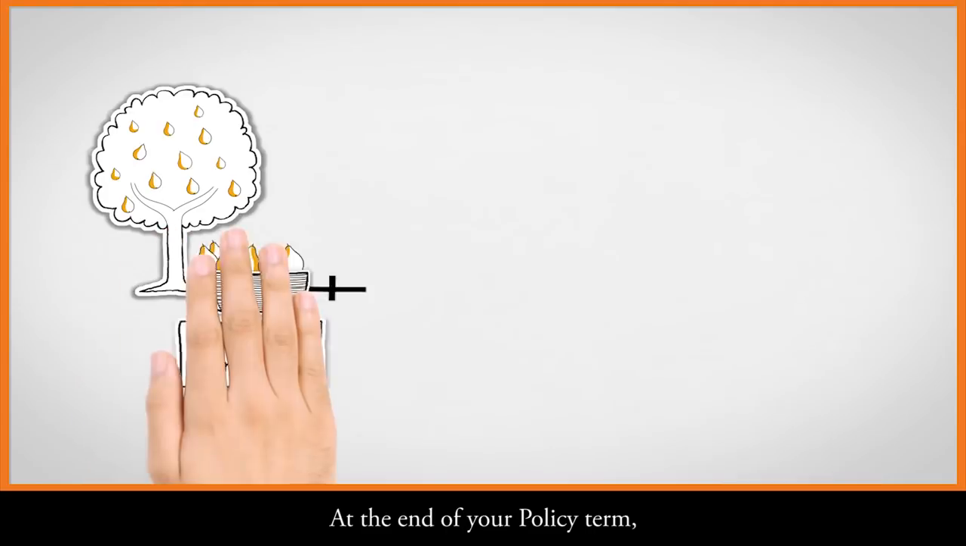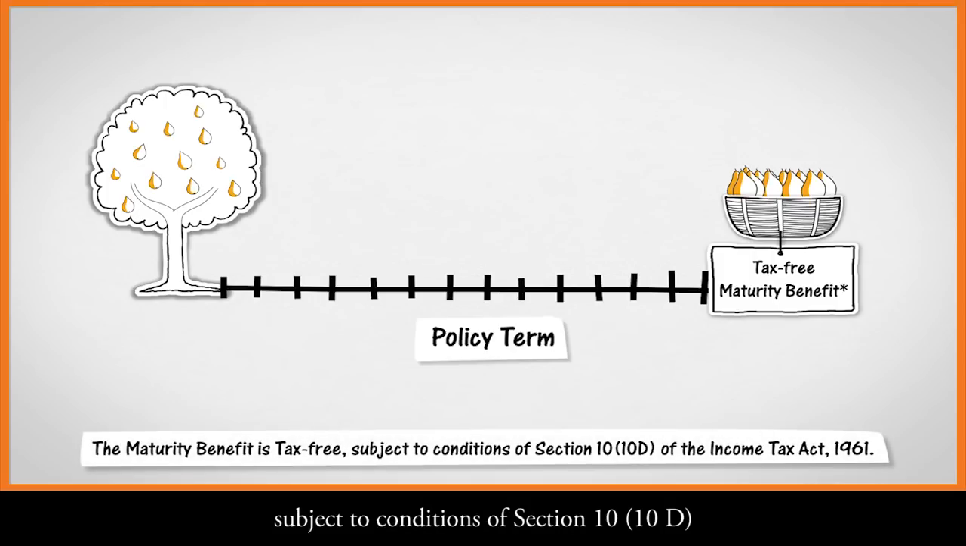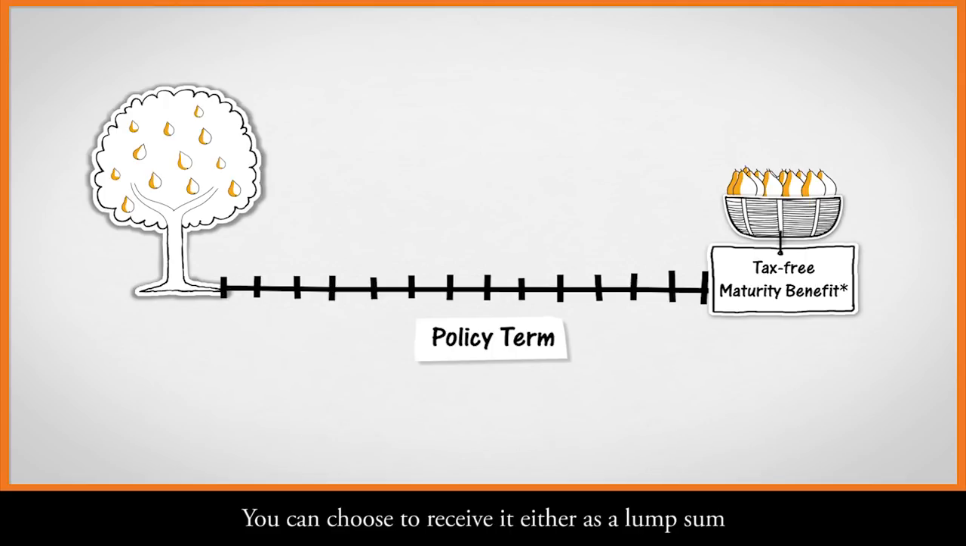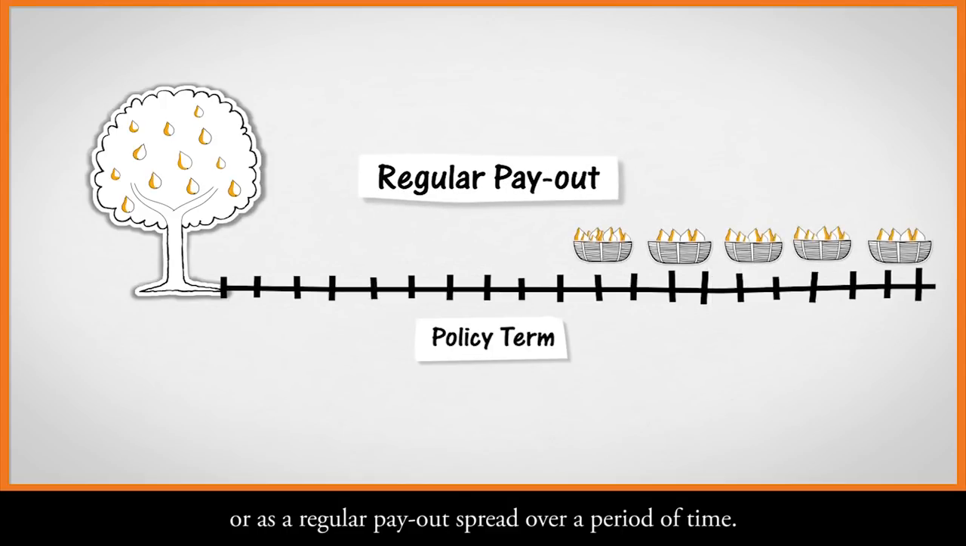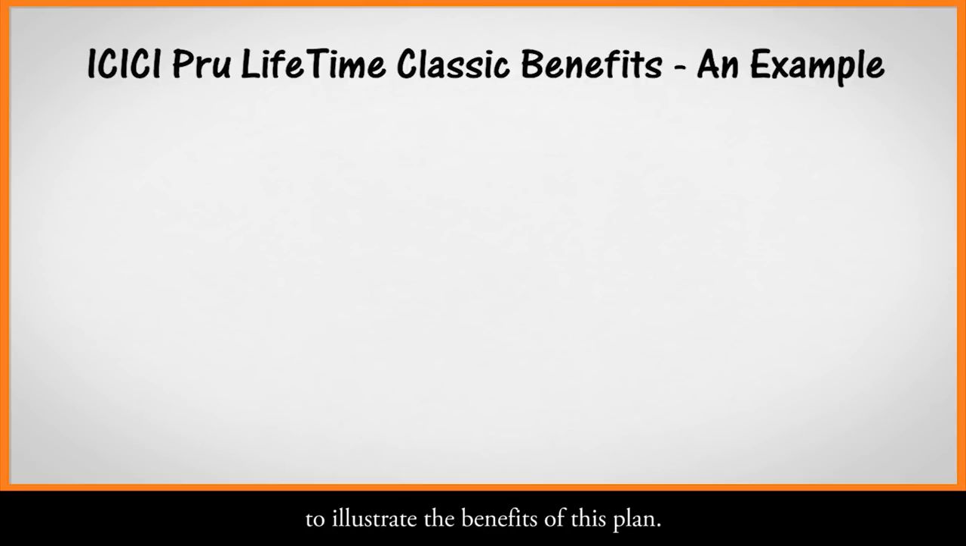At the end of your policy term, you will receive your fund value as the maturity benefit, which will be tax-free, subject to conditions of Section 10(10)(d) of the Income Tax Act of 1961. Please note, tax laws are subject to amendments from time to time. You can choose to receive it either as a lump sum or as a regular payout spread over a period of time. Let us take a look at an example to illustrate the benefits of this plan.